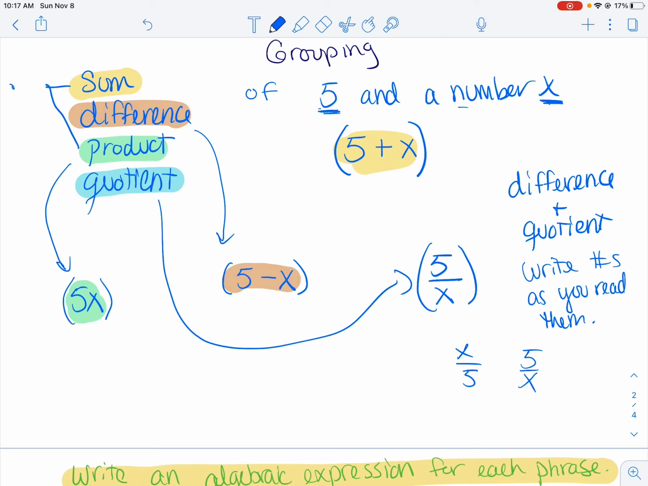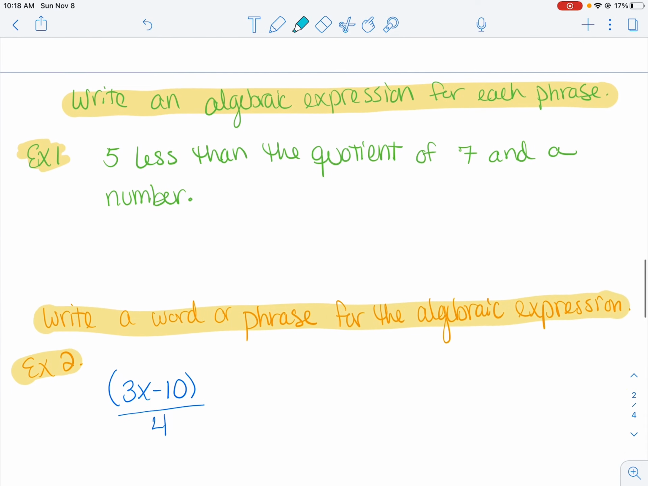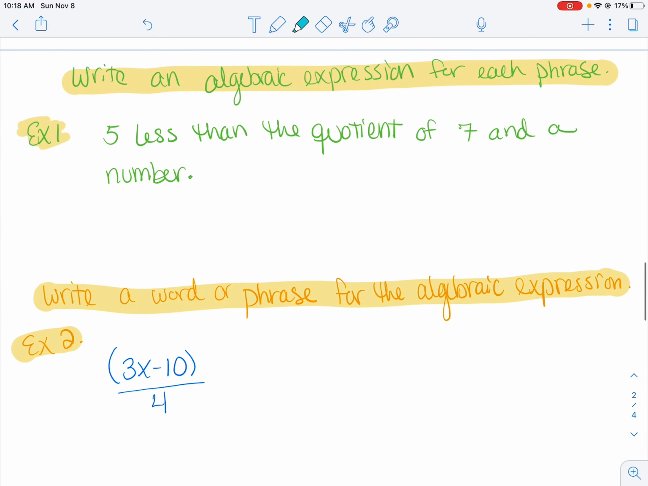We can use that here. So that means we could have 5 plus x or x plus 5, right? And 5 times x or x times 5, and it's still the same answer. It doesn't change it. So with addition and multiplication, the order isn't as important, but with difference and quotient, the order matters. All right, so keep that in mind, and that's because of your commutative property, right? So let's just do a couple practice ones, and then I'll have you try some on your own.